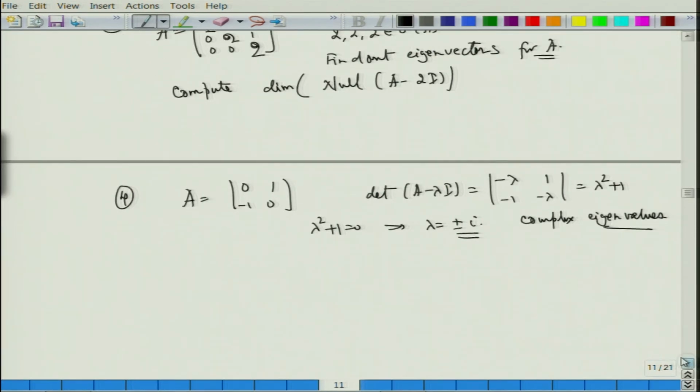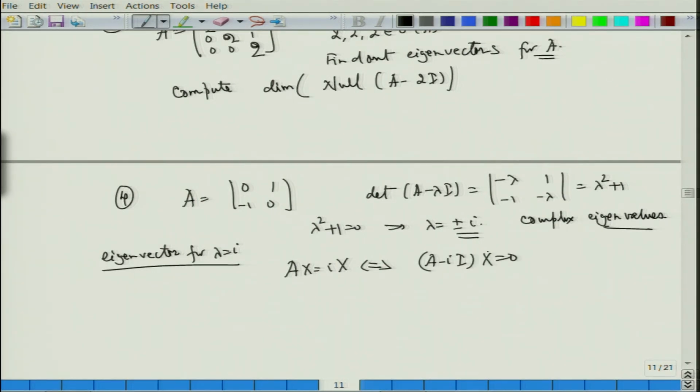What about the eigenvectors? Let's look at the eigenvector for lambda equal to i. Now for lambda equal to i, I have to solve Ax is equal to ix, which is the same as solving A minus iI times x is equal to 0. So let's solve it. A is [0 1; minus 1 0] minus i times [1 0; 0 1], which is the same as [minus i 1; minus 1 minus i]. So I have to solve this system, so I will have to do the RREF of this.